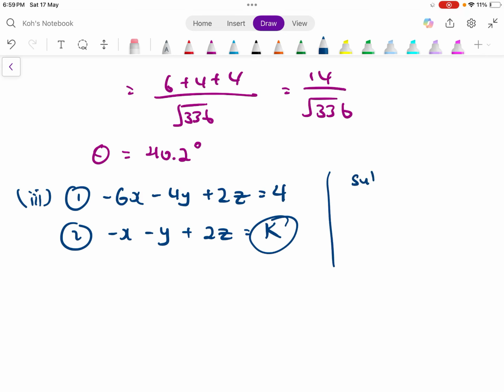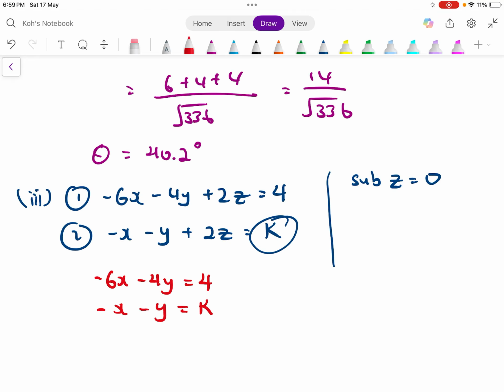So for example, you can sub z value to be 0. You can also sub for x and sub for y, but apparently if you look at the equation given to us, the z value is 0. So you sub in z equal to 0, and this will result in the equation negative 6x minus 4y equal to 4. So that's the first equation. The second equation is negative x minus y equal to positive k.